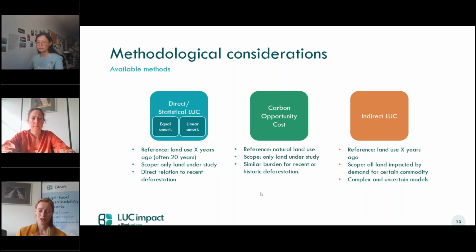So to take this into account, you need certain biophysical or econometric models to take into account how these systems correlate to each other and how a shift in demand for one commodity can change a growing or shrinking land area for other commodities as well. So often these indirect land use change models are associated with much more complex and therefore also in a way more uncertain models.